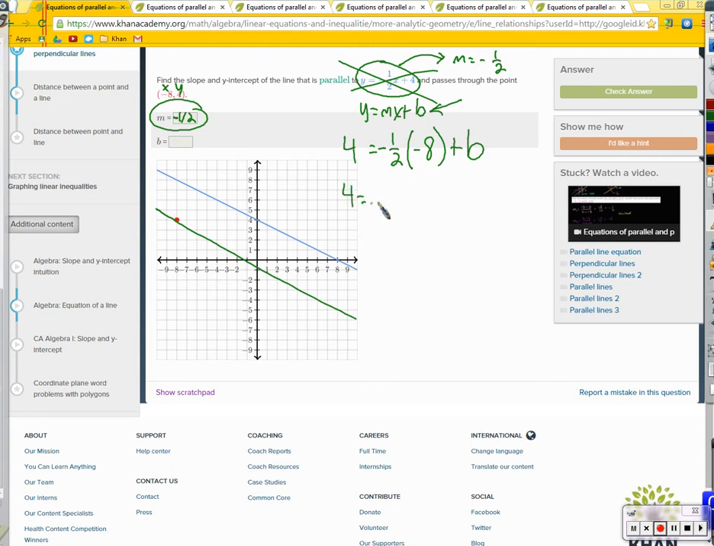4 equals, what's negative 1/2 times negative 8? 4. It's positive 4. Negative times negative is positive, and 8 times 1/2 is 4. Right? You can see that b is 0, or you can just go ahead and subtract 4 from both sides. B is 0. That's what they want to know. I have the equation of the line y equals negative 1/2 x plus 0.